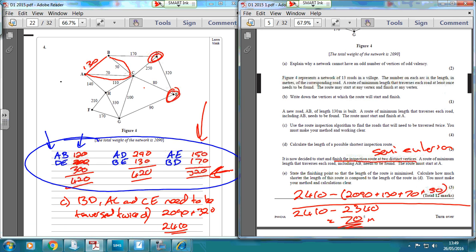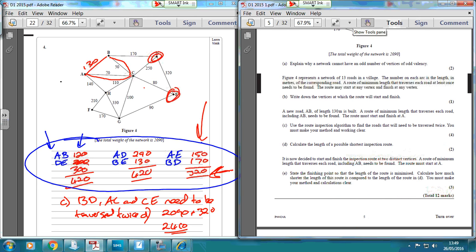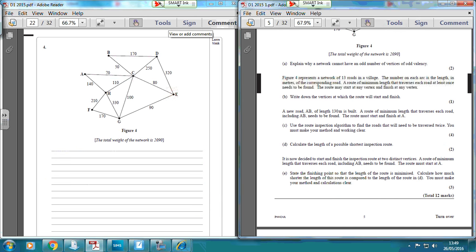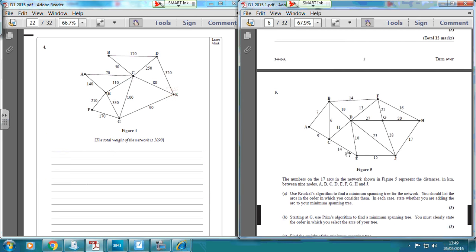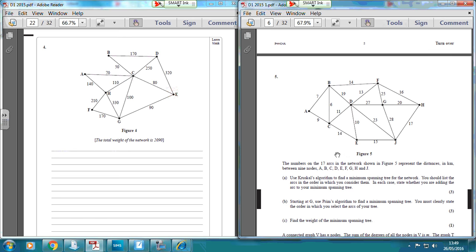Okay, so let's have a look at the next question. We're going to use Kruskal's algorithm now.